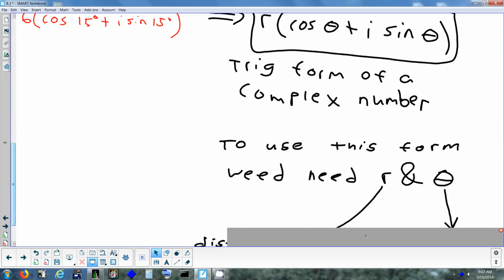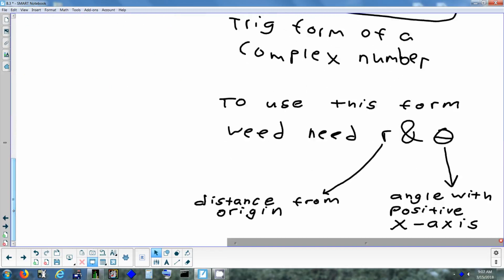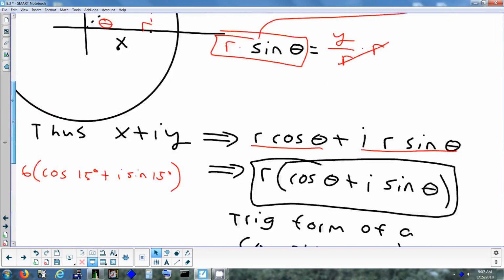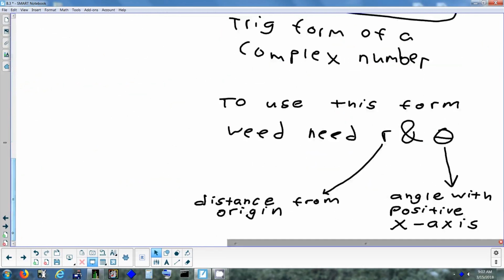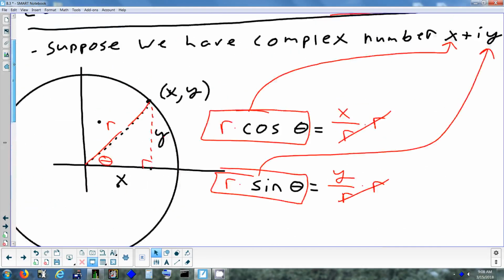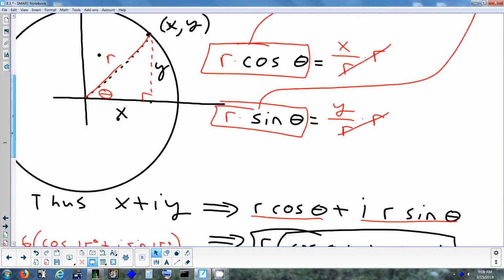Okay, so the two things, I already tried to explain to you what they are: you need to find r and theta. R is the distance from the origin in this picture. That's r. It's basically the absolute value. And theta is the angle between the positive x-axis and the hypotenuse. And that's what I tried to show you right there.